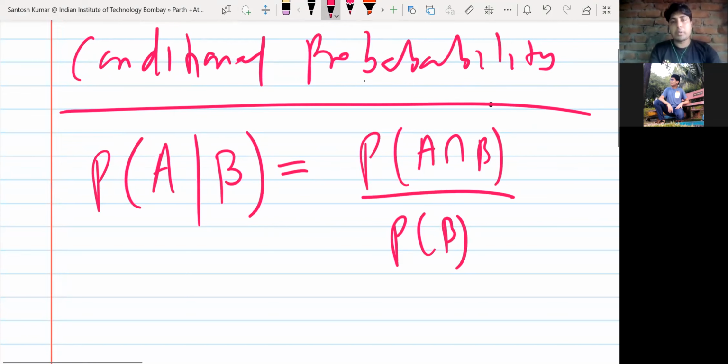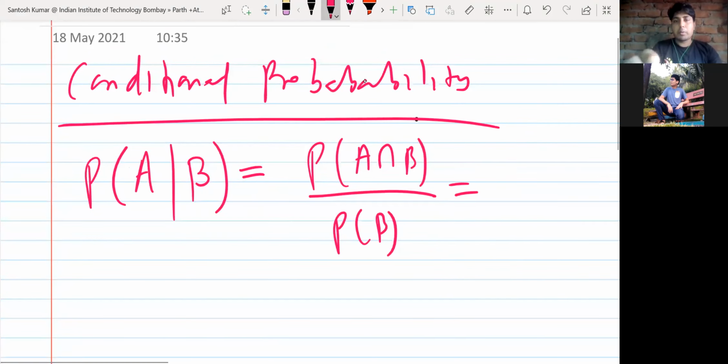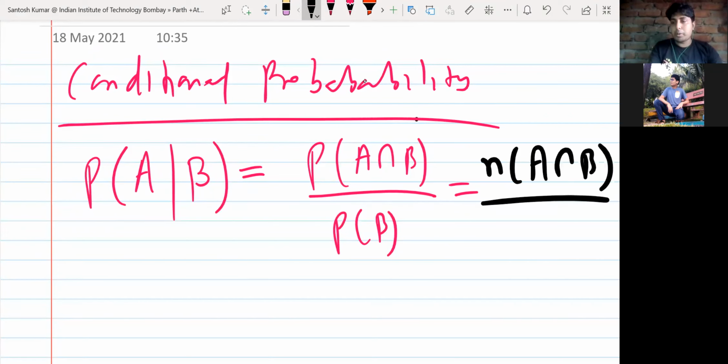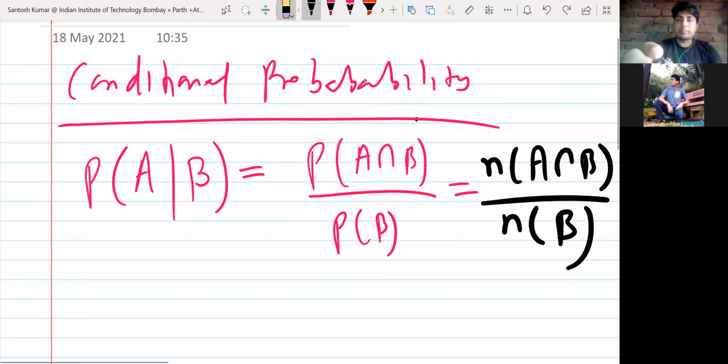Or in other way, you can also write it as number of elements in A intersection B upon number of elements in B. Fine, because probability of A intersection B can be written as number of elements in A intersection B upon number of elements in sample space. And probability of B can be written as number of elements in B upon number of elements in sample space. So this was the definition of conditional probability of A given B.